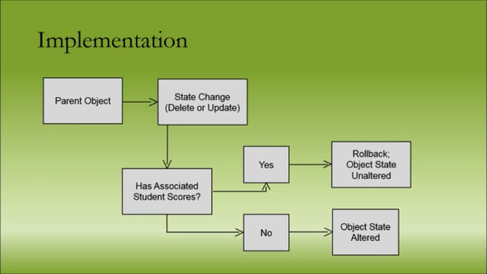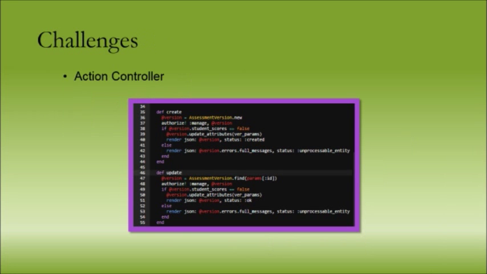This functionality involved model methods that check whether a score is dependent on the object instance, then roll back or cancel the action if a score is found, preventing the user from unwittingly changing a parent object. I encountered several challenges in my work, such as understanding the controller's role. It took me a while to really understand what was happening in the controller.